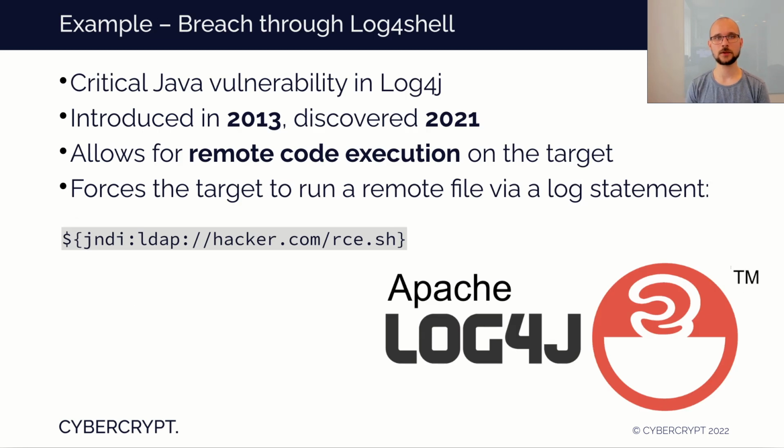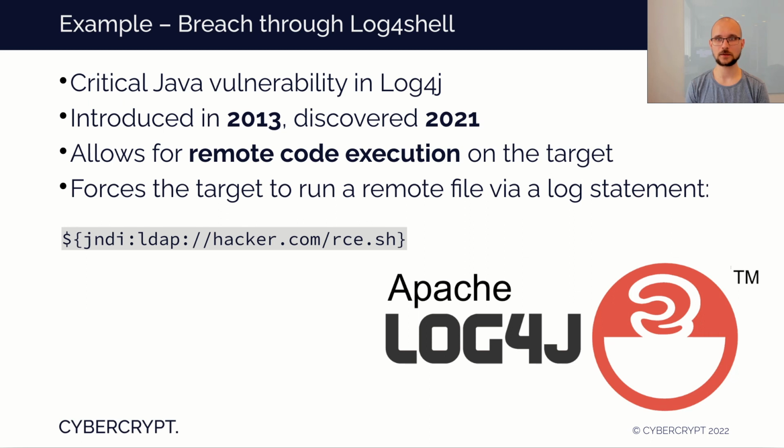One good example that is very relevant currently is the Log4Shell exploit that we saw last year. So this was a critical Java vulnerability in a very commonly used logging library, and this bug was introduced in 2013, but it wasn't discovered until 2021. And this is one of those really terrible exploits that basically give you direct access to the vulnerable machine in a remote code execution attack.